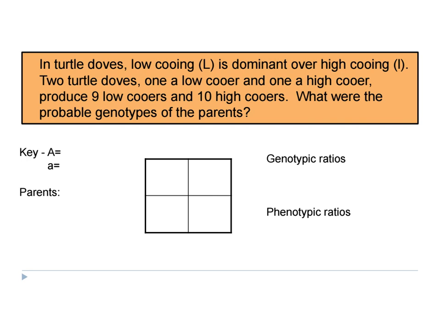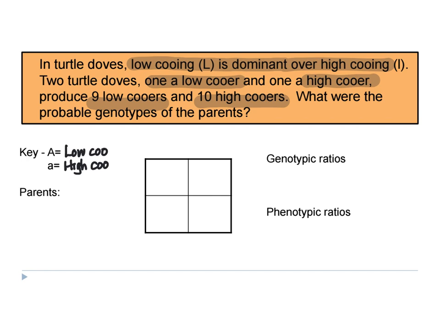So let's start. In turtle doves, low cooing, big L, is dominant over high cooing. 2 turtle doves, 1 a low cooer and 1 a high cooer, produce 9 low cooers and 10 high cooers. What were the probable genotypes of the parents? It may seem like there's not enough information, but there actually is enough information to get us part of the way through the problem. Very clearly, we can see what the dominant and recessive are, so we can fill out our key. A big A is going to be low cooing, and a little a is going to be high cooing. So we move on to our parental genotypes.